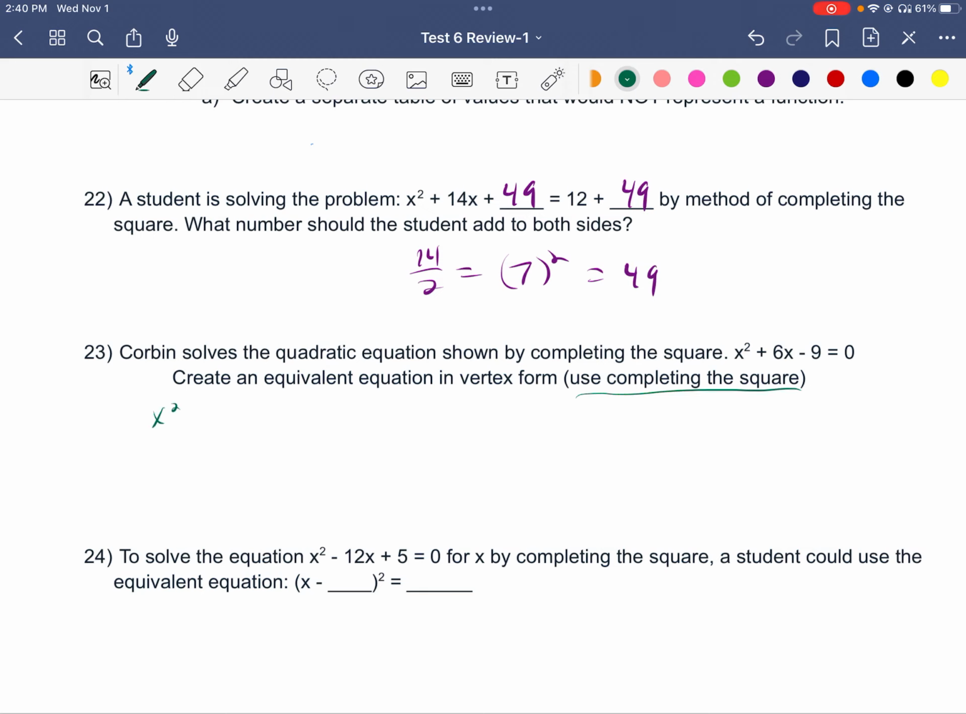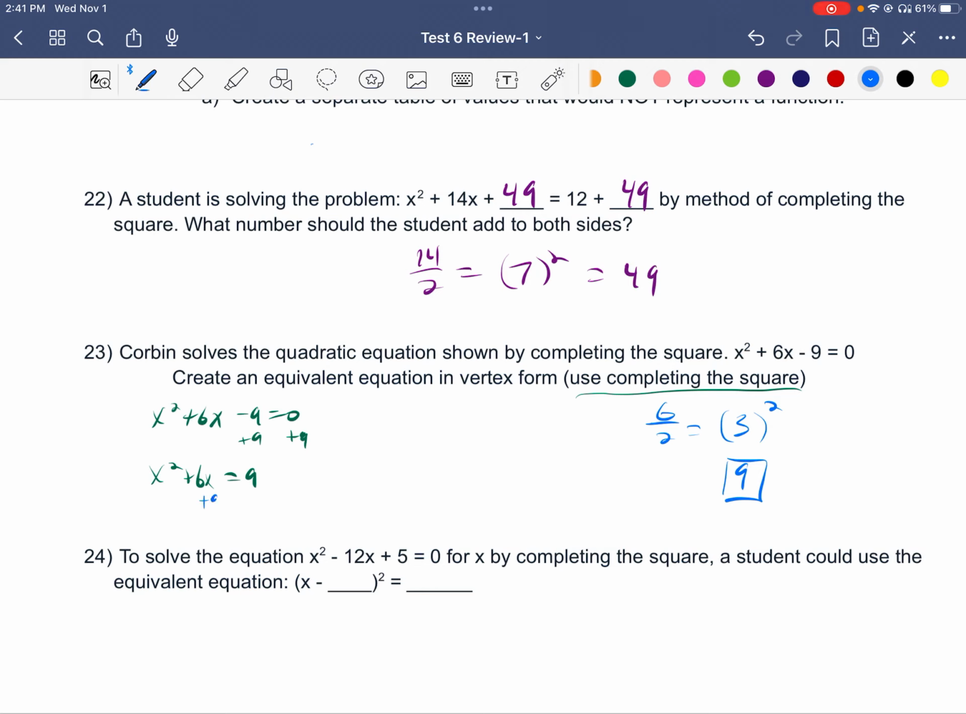So first step, I'm going to move the c value over to the other side and get x squared plus 6x equals 9. I'm going to take that b value, 6, cut that b value in half to get 3, square it, I get 9. So I'm going to add 9 to both sides.